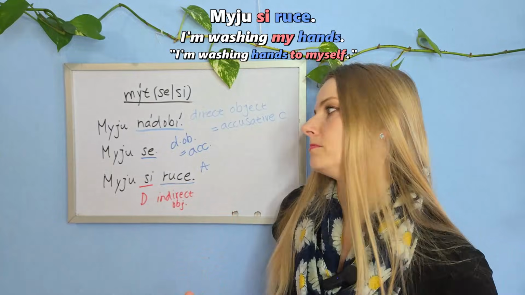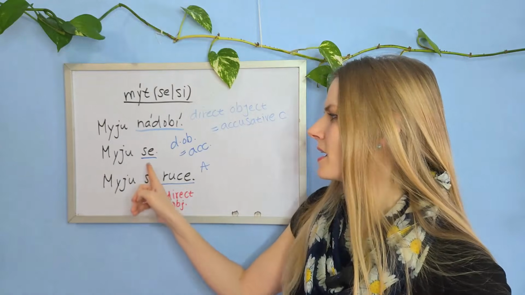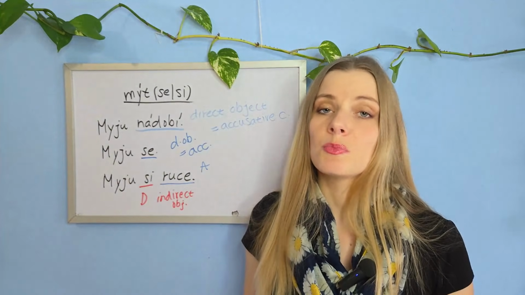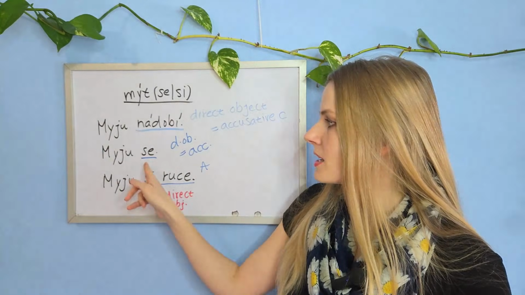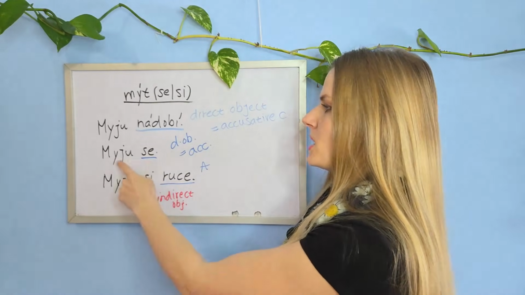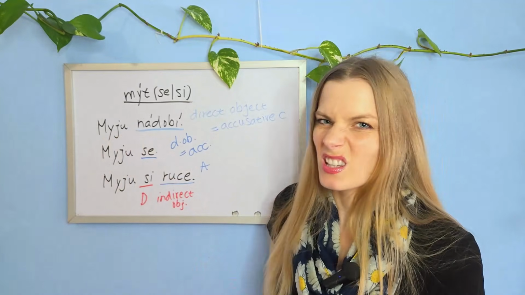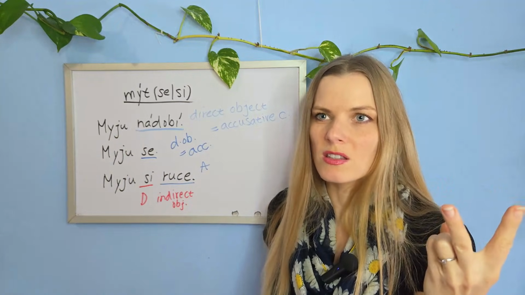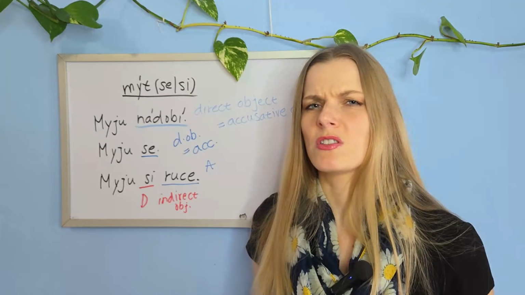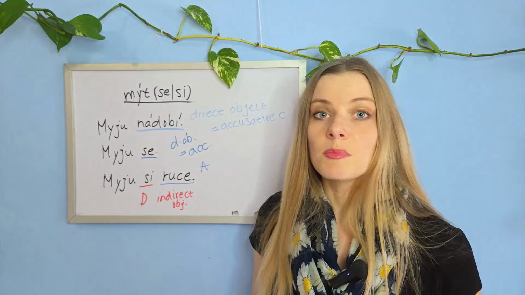Myju si ruce. Why can't we say myju se ruce? Because se means myself, the whole body. If we don't specify, then we would say se. It would refer to the subject. So it would be myself in this case. We cannot say myju se nádobí. That doesn't make sense. We would have 2 direct objects. It would be confusing. You would not know, am I washing myself or am I washing the dishes? What if I say myju si nádobí? Does that make sense?